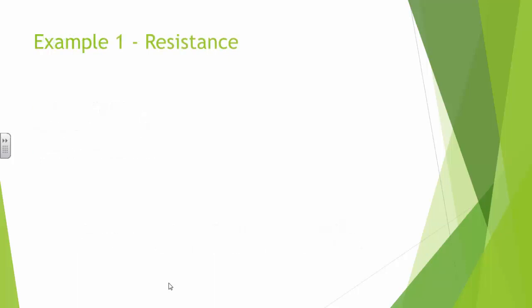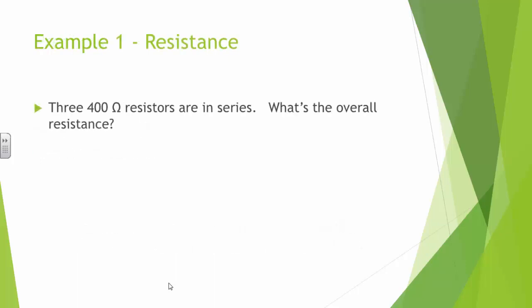So, let's do a few examples. Let's try these out. Three 400 ohm resistors in series. What's the overall resistance? You might remember that resistance overall in series is additive. So 400 plus 400 plus 400 ohms equals 1,200 ohms. We could leave it like this, but we tend to want to keep our numbers between 1 and 1,000. So what do we do? We can convert to kiloohms.